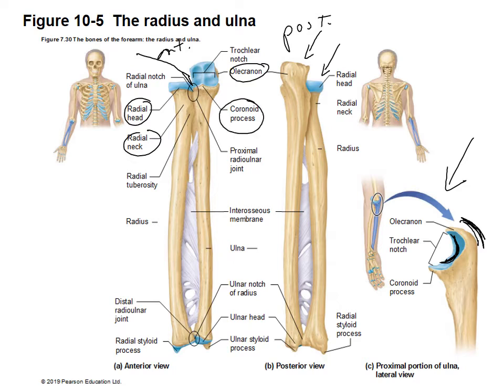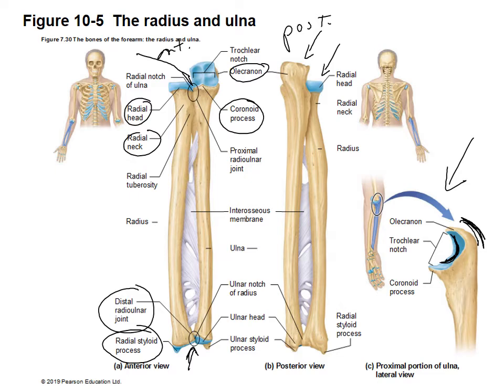I should probably continue on the radius all the way down. So you have the radial tuberosity, the radius. There's a distal joint, a radial ulnar joint where the radius and ulna come together again, and the radial styloid process is a little bump that sticks off the bottom down there.